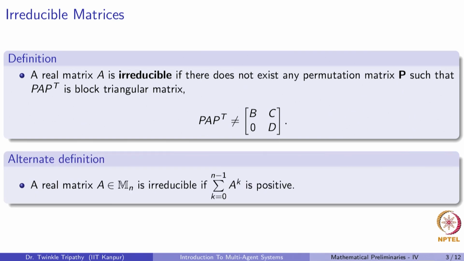There's an alternate definition to it. A matrix A is irreducible if this summation, which is simply the summation of the powers of the matrix A, starting with k equals 0 and going up to k equal to n minus 1, is positive. Then the matrix A is irreducible.